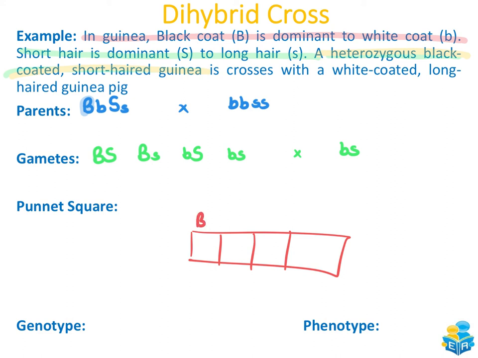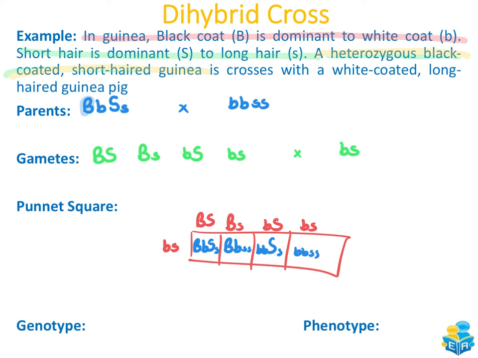So we have capital B capital S, capital B small s, small b capital S, small b small s. Just be careful that you really make sure which ones are capital and which are small, for s's in particular, because it can become quite confusing. Then over at the side, we're going to have a small b and a small s. So now we match them all up. Try and have it with the capital letters first, if there are capital letters, so the two copies of the B and then the two copies of the S. So we have a capital B, small b, capital S, small s; capital B, small b, two small s's; two small b's, a capital S and a small s; two small b's and two small s's.